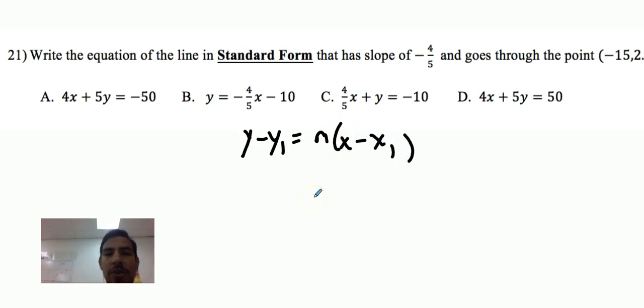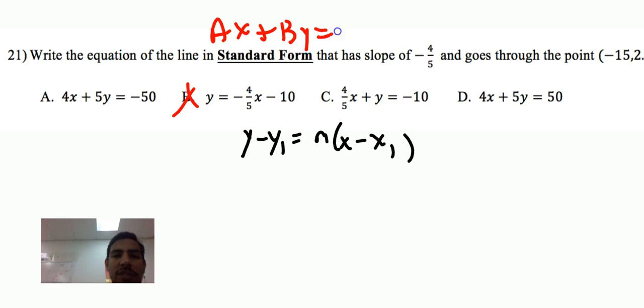And by the way, I just realized, cross out b, man. B's not even in standard form. Standard form is when you have ax plus by equals c. You need variables on one side of the equation, and then the constant on the other side. Just a reminder of standard form. A and B must be whole numbers.